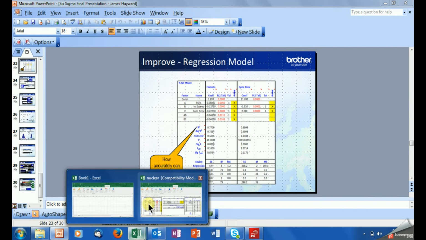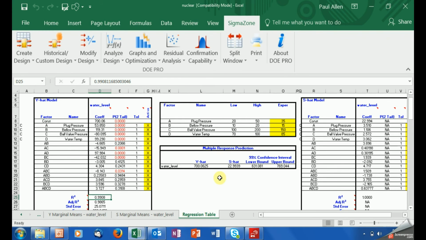Okay, let's go back. So let's go back to Excel, take a look. So the model's come up now then. Because it's a full factorial, we have the possibility of analysing every term in the model. There are 4 main effects, A, B, C, D. There are 6 two-way interactions. There are 4 three-way interactions. And finally, there is a 4-way interaction.